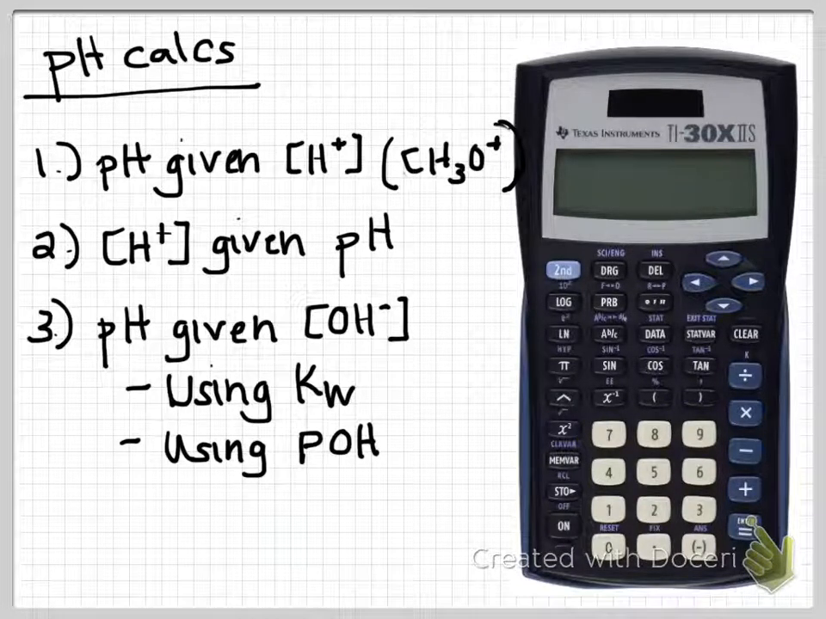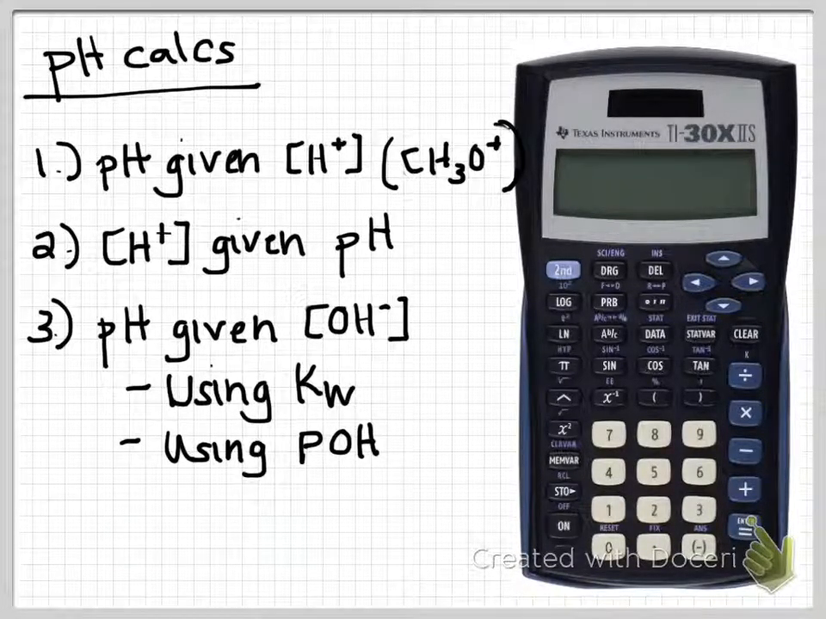Hi, so this video is going to be on doing the classical calculations to get pH or get hydronium ion or hydroxide ion concentrations. We're going to look at three calculations as well as how to use your calculator in order to get the correct answers.